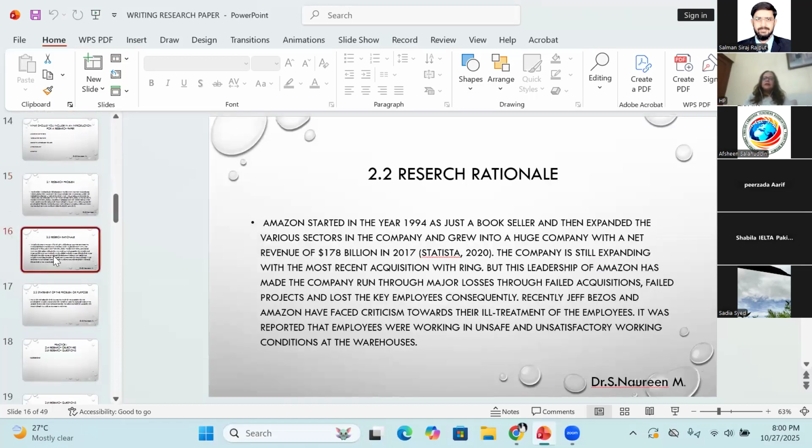Then there is the research rationale. Again, you are justifying, you are trying to explain to your reader why you have undertaken this. What would be the impact of it in the future? Let's say in 2 years' time, in 3 years' time, how would it affect things? That's the rationale behind it, the idea, the concept behind the topic which you have chosen.